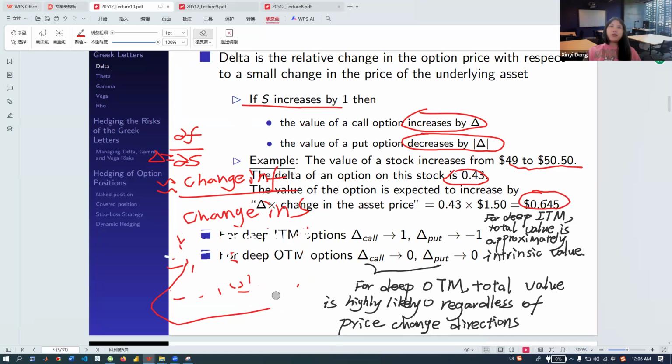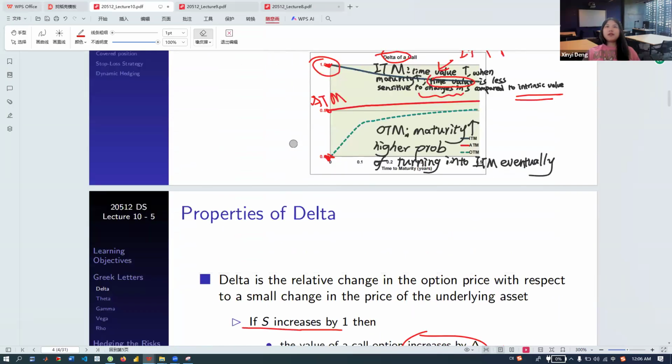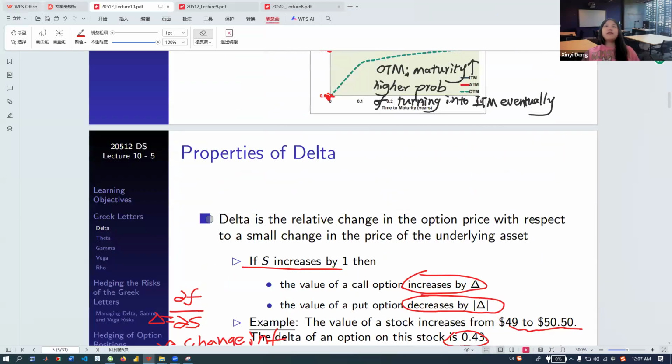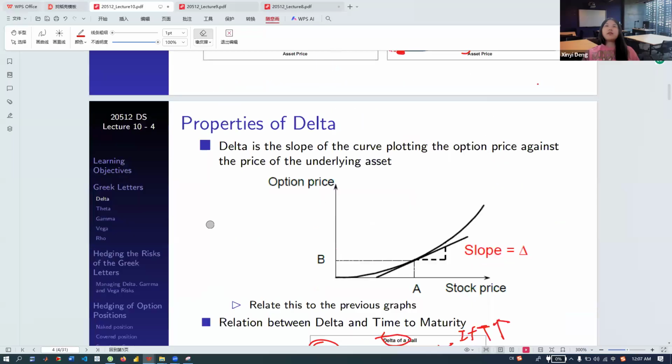Also, for deep in the money options, I just showed you those two bullet points in the figures above. For deep in the money options, the delta of the call option is approaching 1, very close to 1, and for the put, it's approaching -1. For deep out of the money options, both the call options and the put options have a delta very, very close to 0.